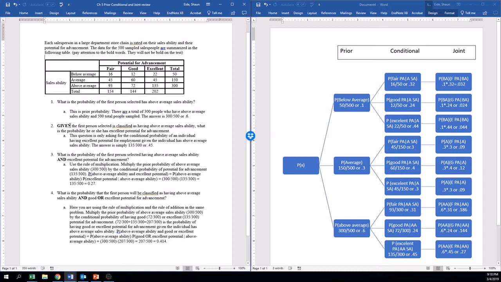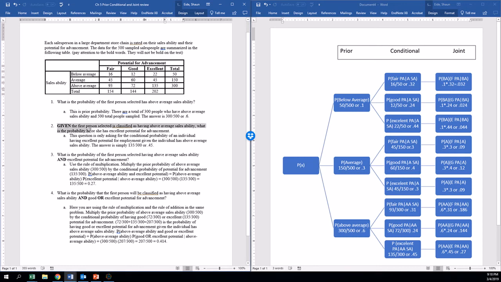Okay, so right here, the very first question says, what is the probability the first person selected has above average sales ability? So the question is purely, I'm selecting one person. What is the probability that that one person is going to have above average sales ability? And so the total number of people is 500, and the number of people with above average sales ability is 300 right here. So the answer is simply 300 out of 500, or 0.6. 300 out of 500, because there's 300 people total out of 500 people total. So 300 out of 500 is 0.6.